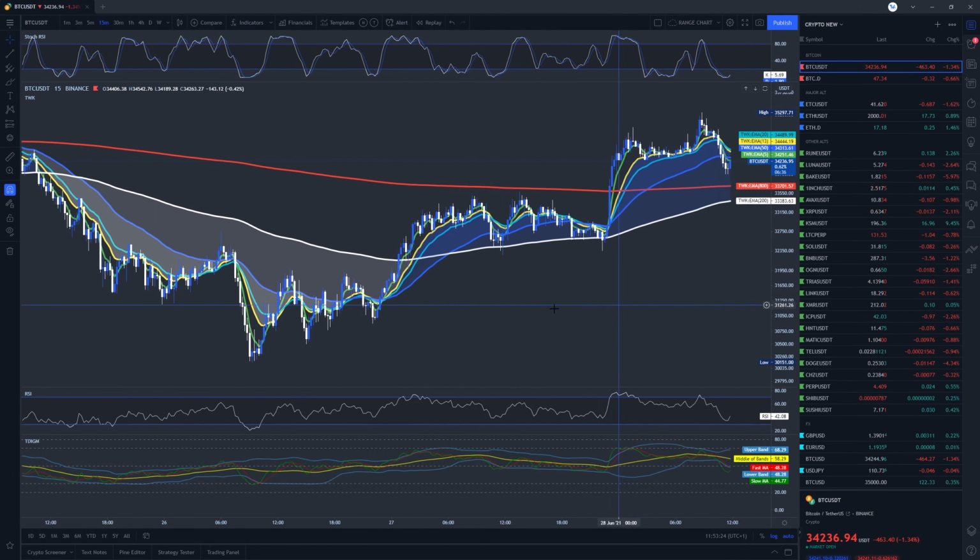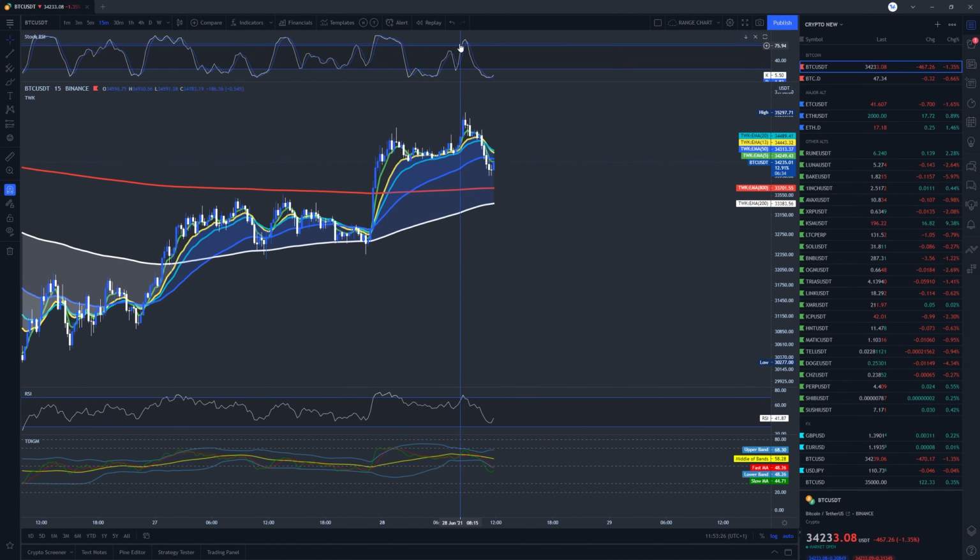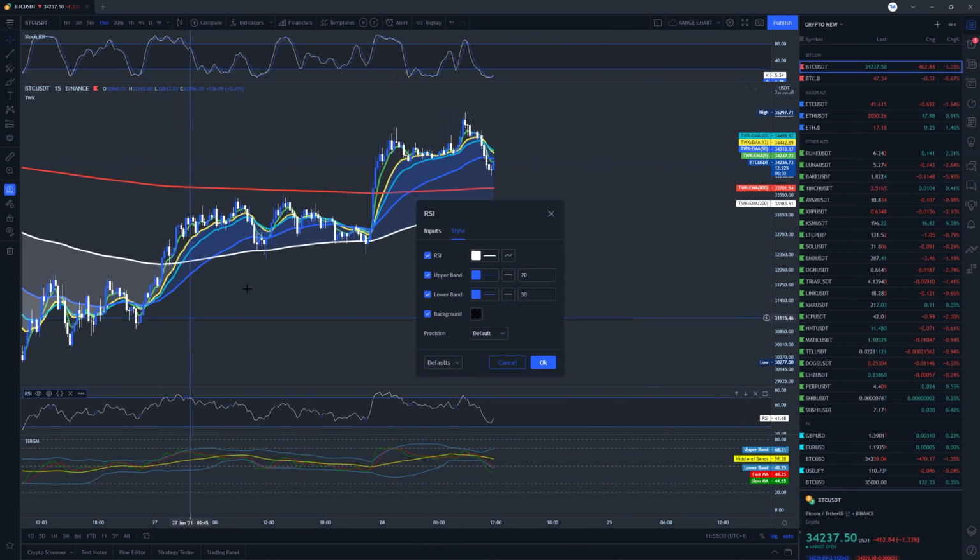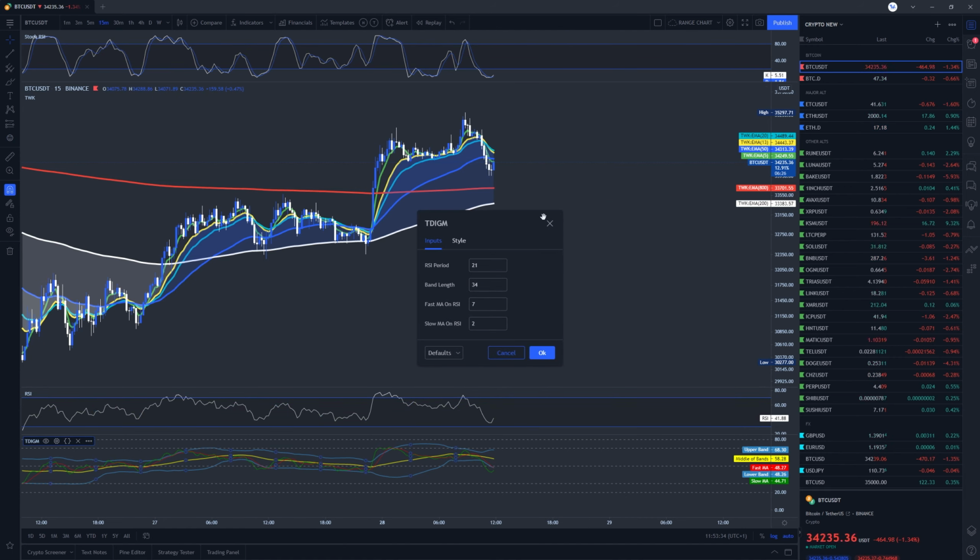And just so everyone's clear, I don't change any settings on these indicators. These are completely standard settings. So these are the inputs I use, just so everyone's clear. I do not edit these inputs in any way, shape, or form.